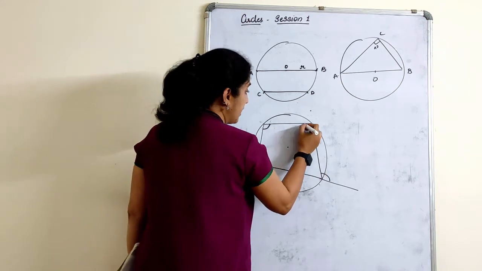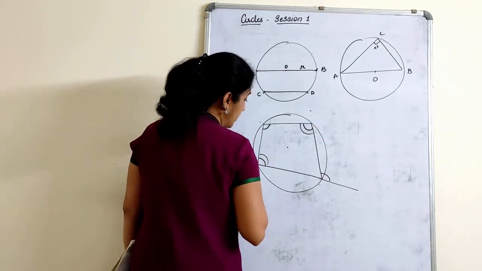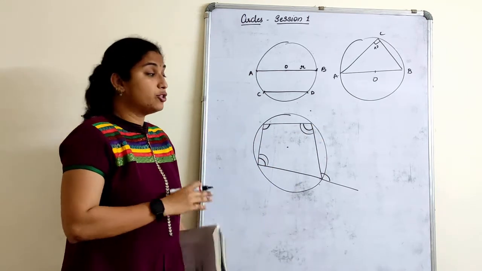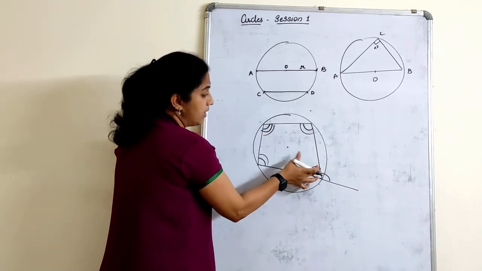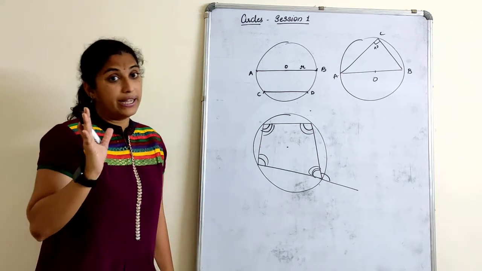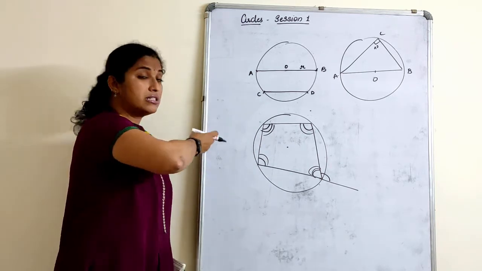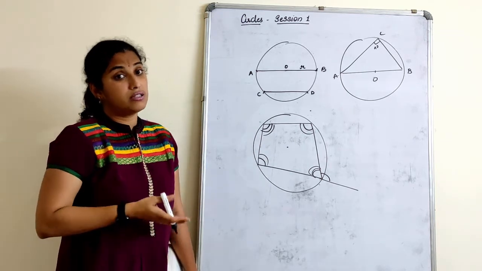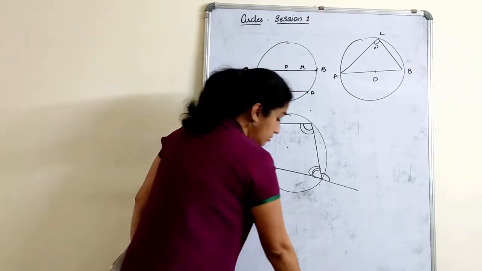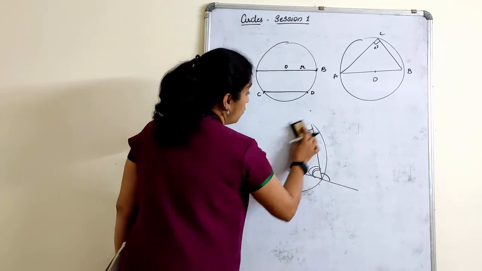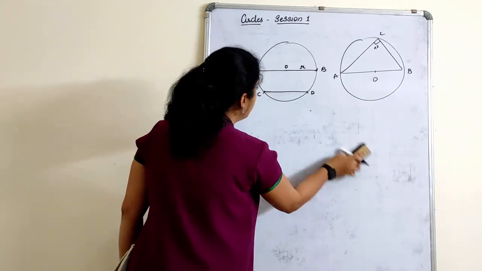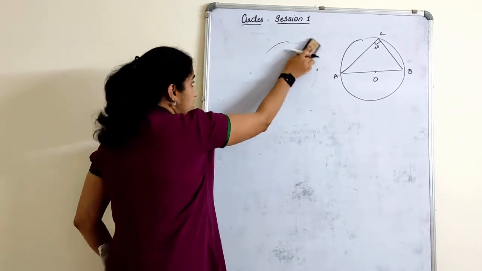Apart from this, the opposite angles of a cyclic quadrilateral are supplementary. That is, this angle and this angle, if you add these two, you get 180. We all have done this. We have proved theorems on this also. These are the angle properties when we check the different types of angles with respect to a circle.